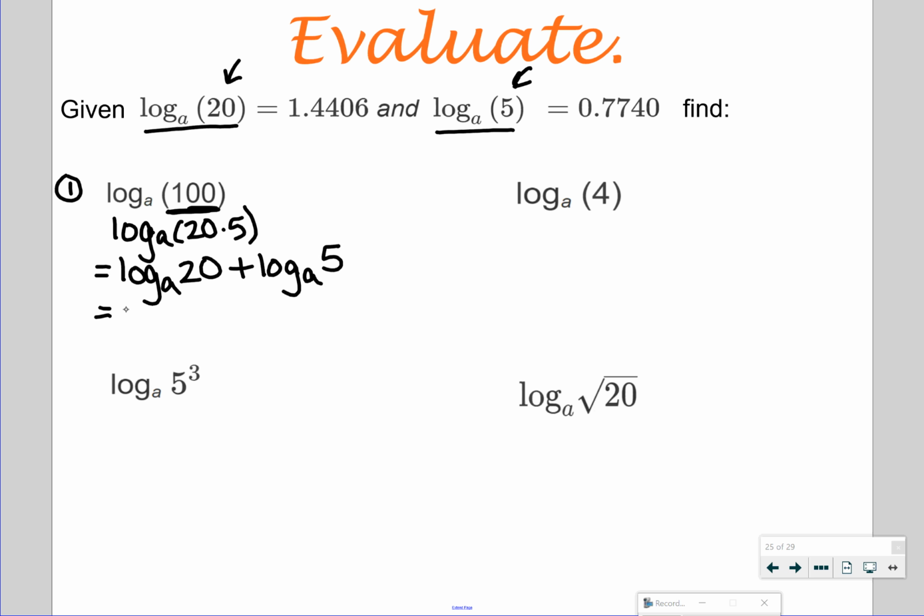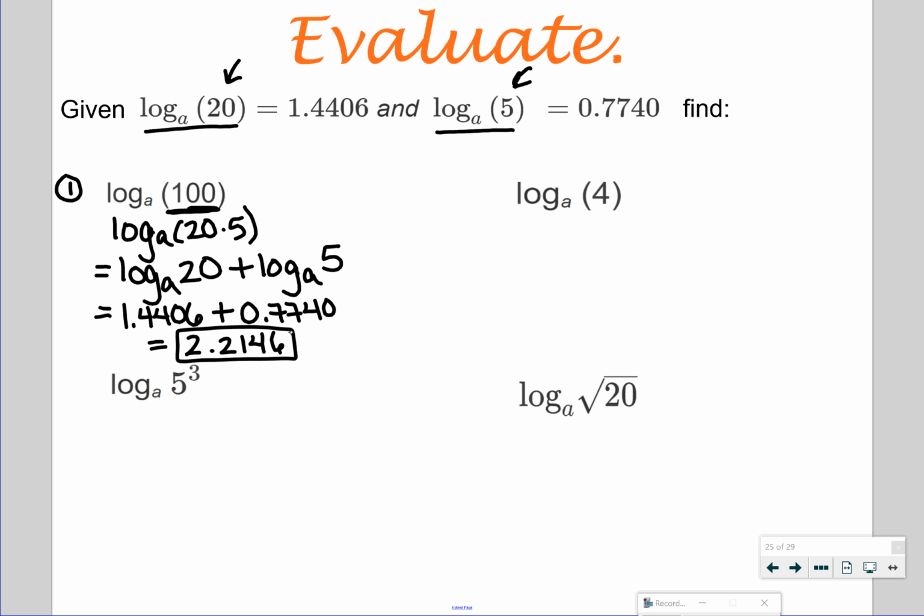Log base a of 20 is 1.4406. Log base a of 5 is 0.7740. And then you can add those together in your calculator. I'm just going to do that off to the side here. 1.4406 plus 0.7740. We get 2.2146 for our answer for that one.